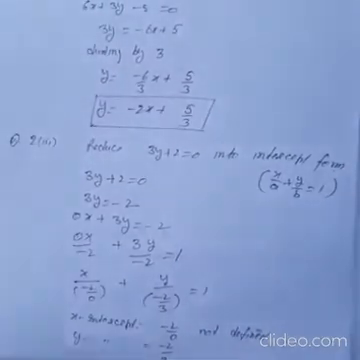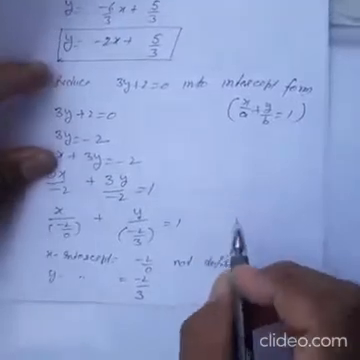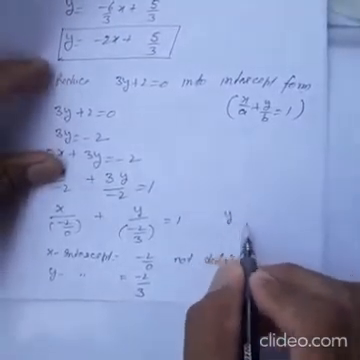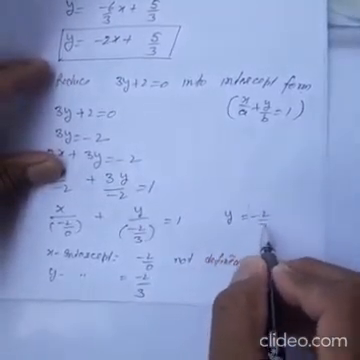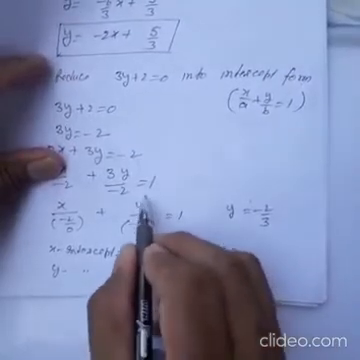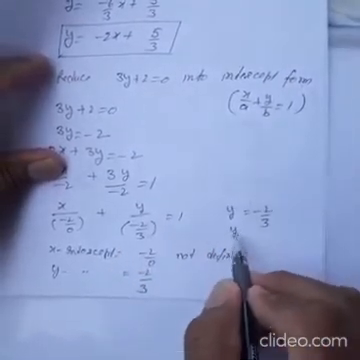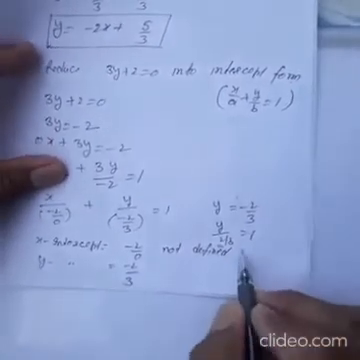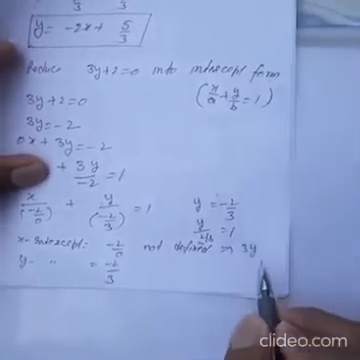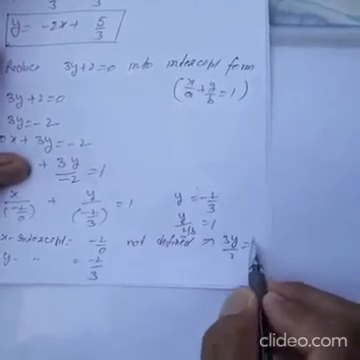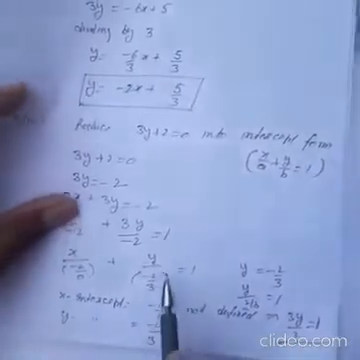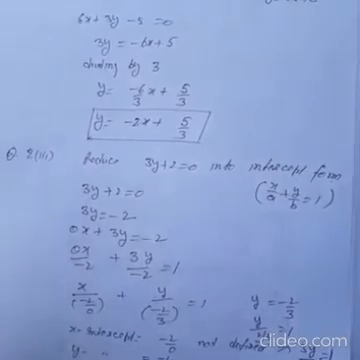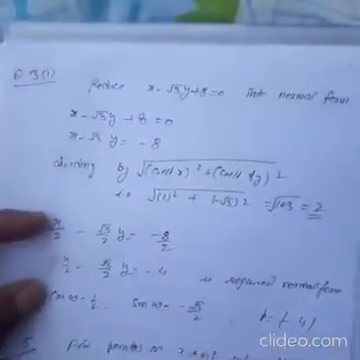You can directly write the answer as y is equal to minus 2 upon 3, or you can write this equation y upon minus 2 upon 3 is equal to 1. You can also write 3y upon 2 is equal to 1. So any one of these will be the correct answer. So now move on to the next question. Question number 3.